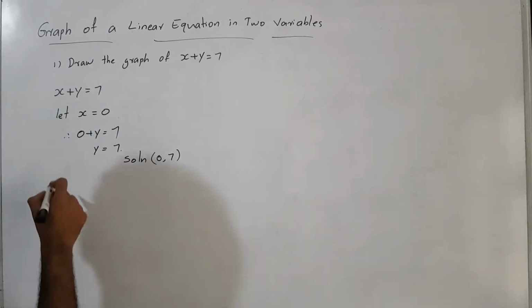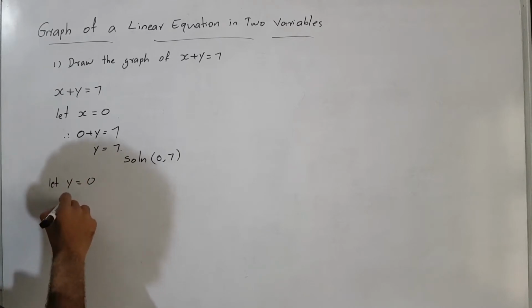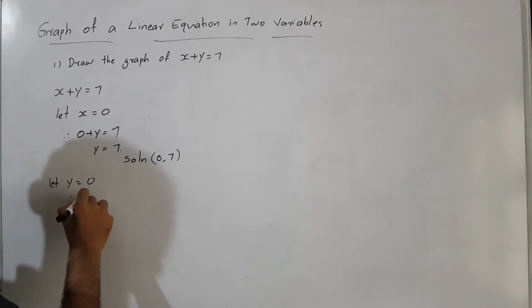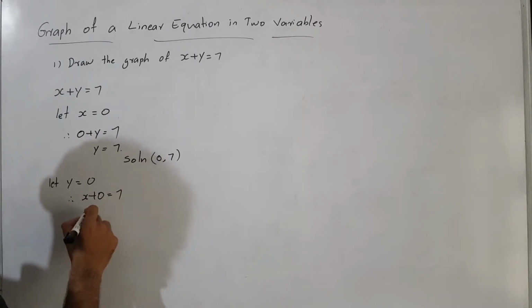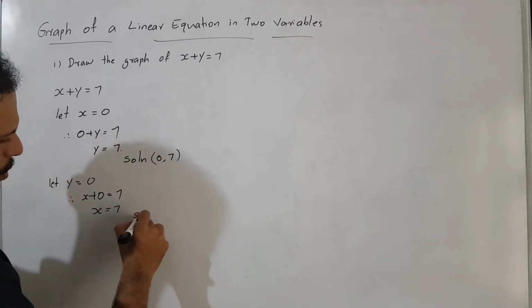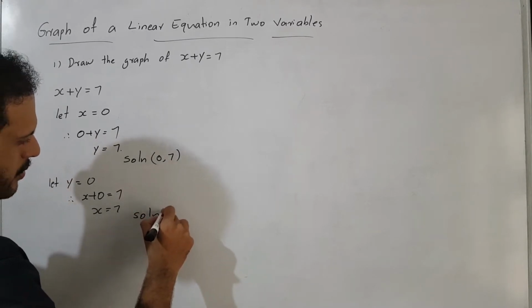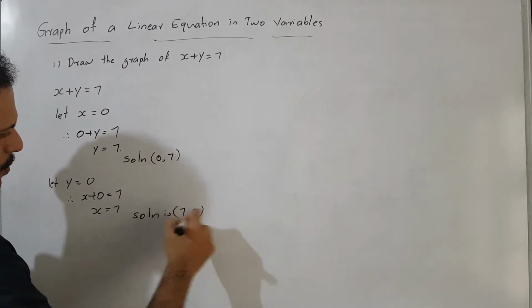Then next, let y is equal to 0. Then what is the change? Therefore x plus 0 is equal to 7. x plus 0 is x, so x is equal to 7. Now what is the solution? The solution is the first x value 7, 0.